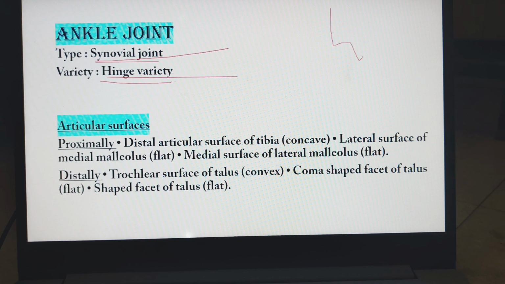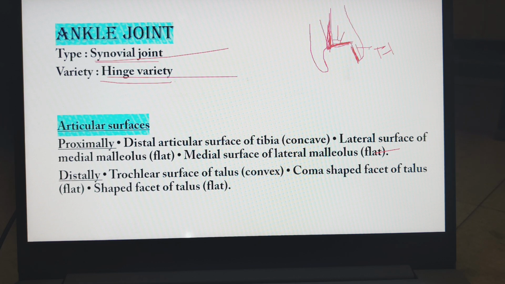Suppose this is our tibia. The distal articular surface of the tibia is concave, and then the lateral surface of the medial malleolus is flat. And then the medial surface of the lateral malleolus, taking it here. The concave surface of the lower end of the tibia is this concave surface.